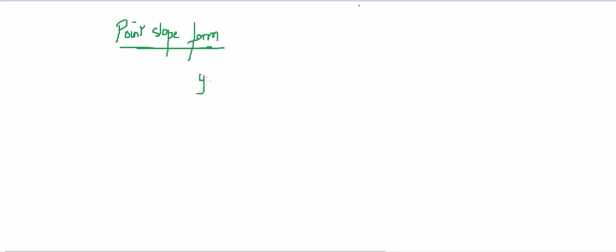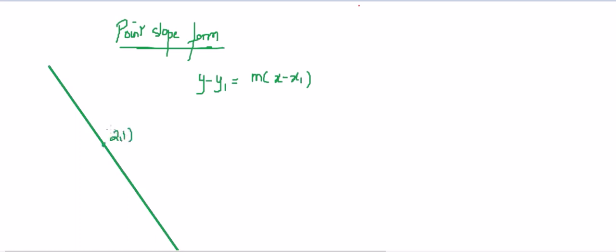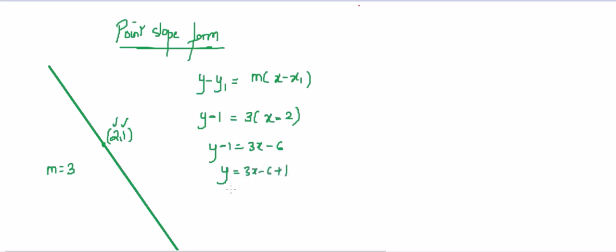The formula is y minus y1 is equal to m times x minus x1. y1 and x1 are the point given. Now let me take an example. Suppose it's a straight line, and one point on the straight line is (2, 1), and you need to calculate the equation of the straight line when the slope is given as 3. Or they'll tell you that this straight line makes a 60-degree angle with the x-axis, so directly they give you the slope. How will you form it? y minus y1, which is 1, equals m, which is 3, times x minus x1, which is 2. So y minus 1 equals 3x minus 6, or y equals 3x minus 6 plus 1, y equals 3x minus 5. This is your required straight line.